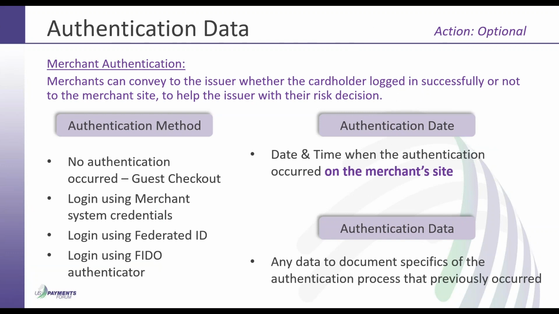The second bucket is authentication data. So this is more information on how this consumer interacts with the merchant site. If the merchant has an account a user can create, they not only support an account, but a card on file, there's incremental authentication data that can be collected prior to even making a purchase.